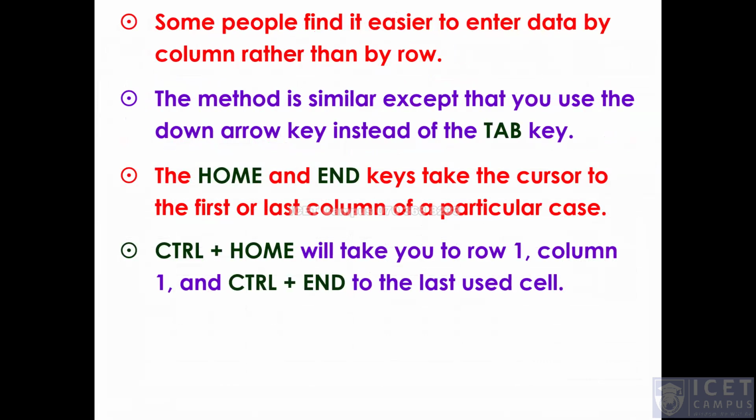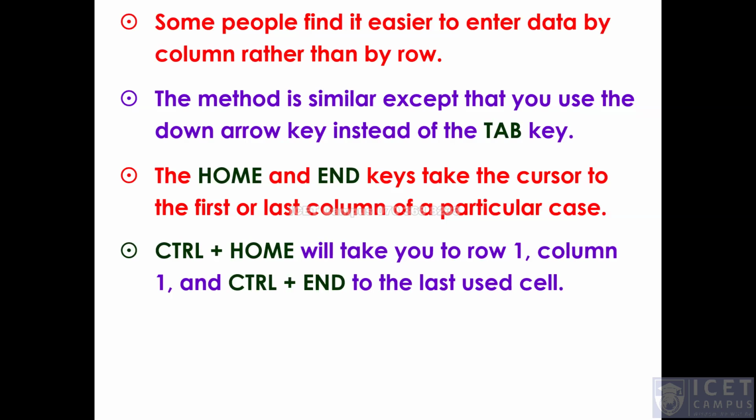Just for your knowledge, some people find it easier to enter the data by column rather than row. If entering by row, you can move with the Enter key; if by column, you can move with the Tab key. The method is similar, except you use the down arrow keys instead of the Tab key, and the Home and End keys move the cursor to the first and last column of the particular case.